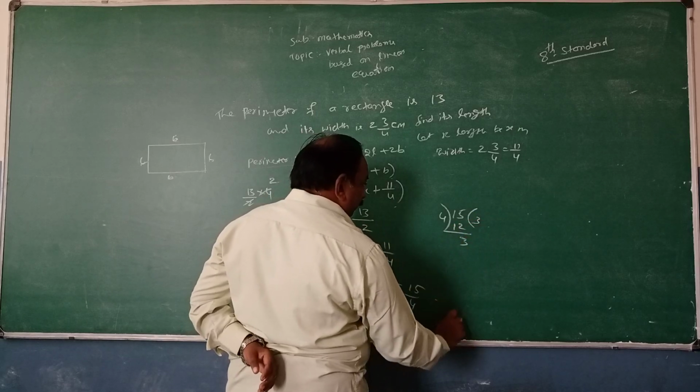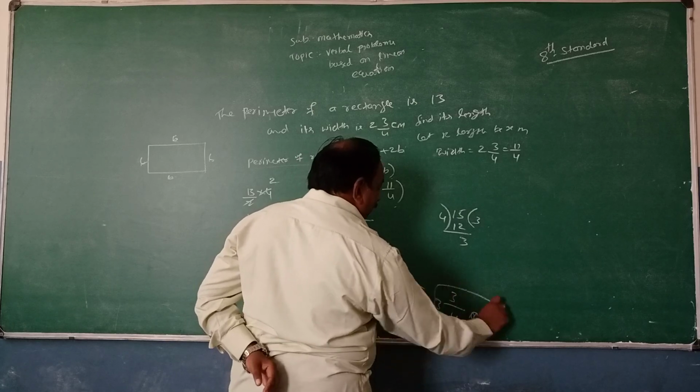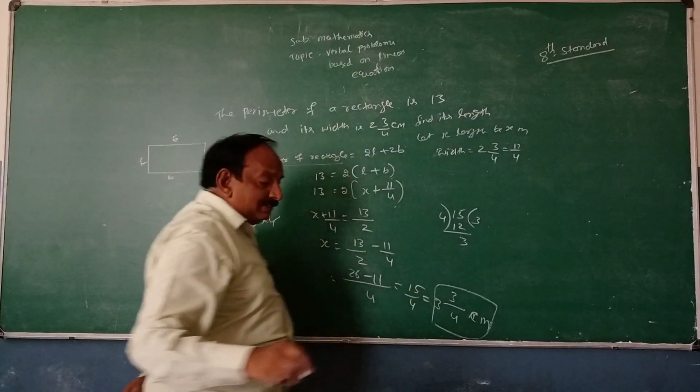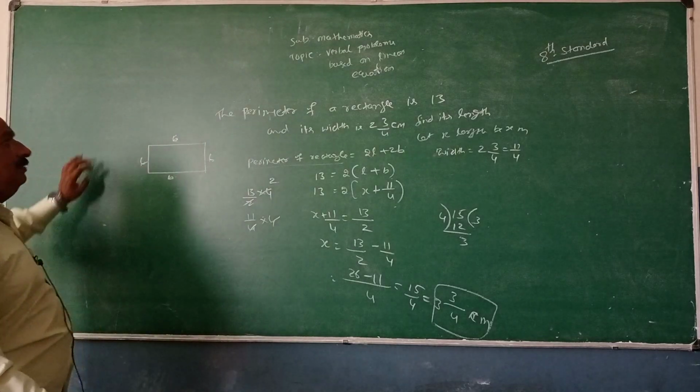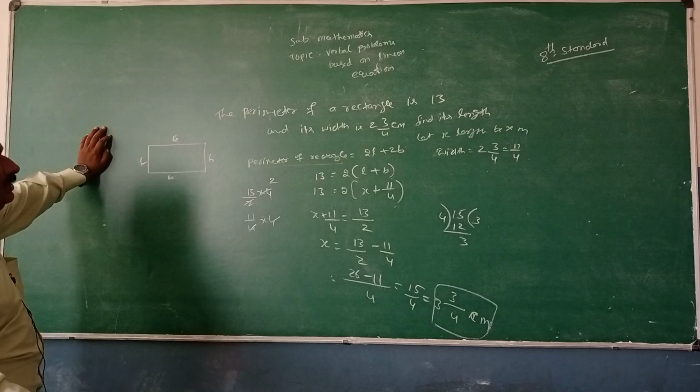That is equal to 4 3 by 3 centimeter. The width of the rectangle is 3 3 by 4 centimeter. I want to explain it once again. The perimeter of the rectangle is 13 and its width is 3 3 by 4. Find its length.